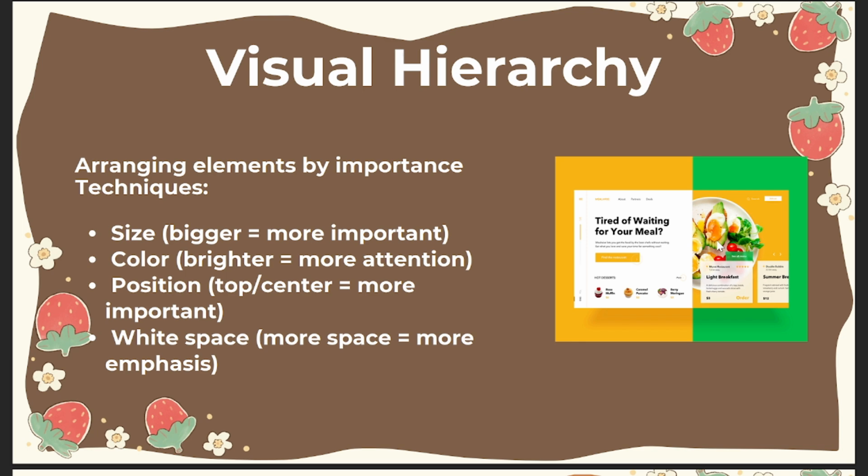And then position: top, center, equal to more important. The top and the center is always where the focus is. And then remember the white space. Can you see this place? Nothing is clustered. The white spaces are there. Like I said, the white space doesn't mean it has to be a white background. I'm just talking about the extra spaces you are seeing, okay?